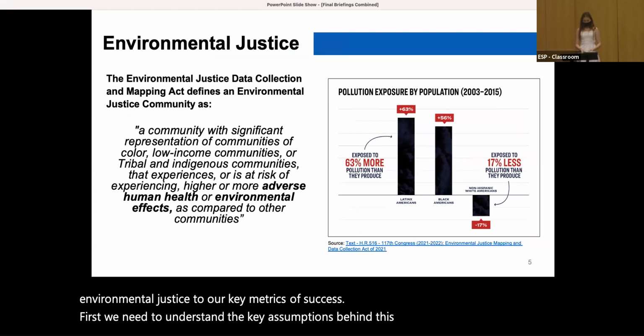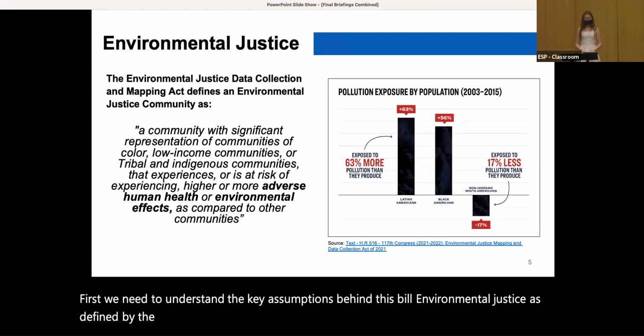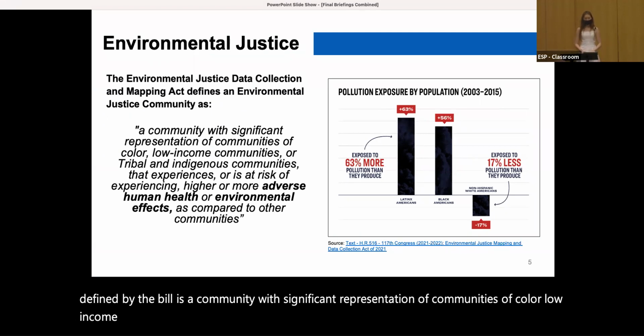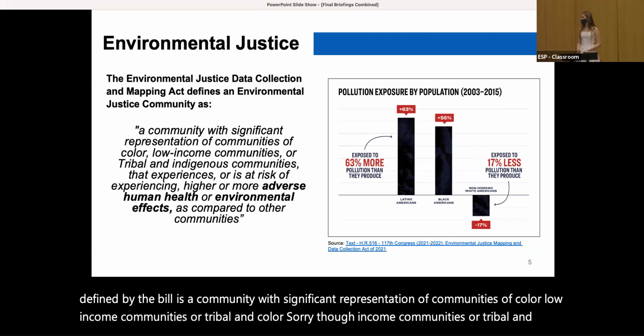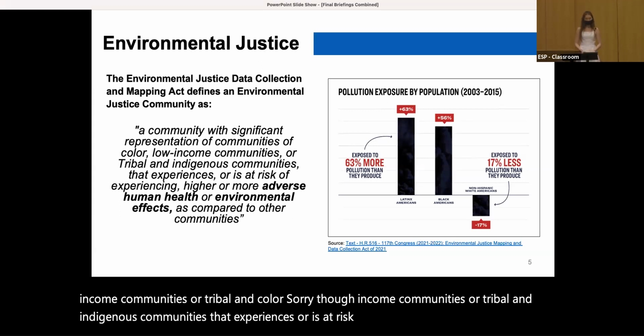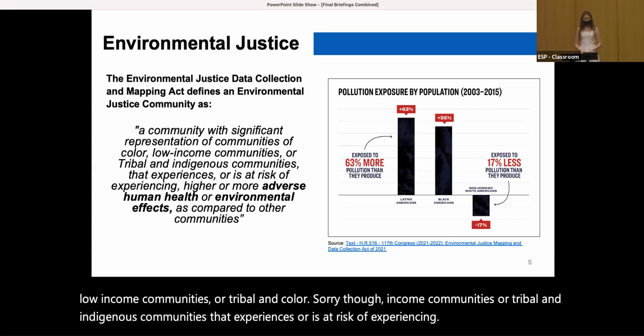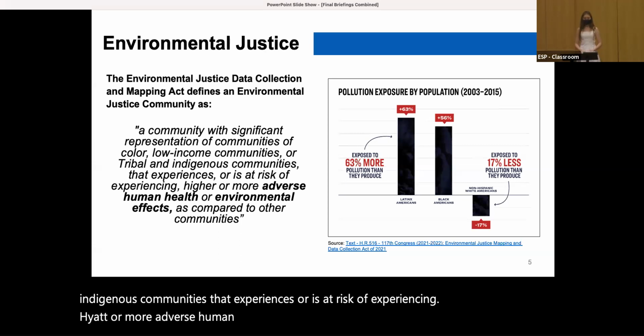Environmental justice, as defined by the bill, is a community with significant representation of communities of color, low-income communities, or tribal and indigenous communities that experiences or is at risk of experiencing higher or more adverse human health or environmental effects as compared to other communities.